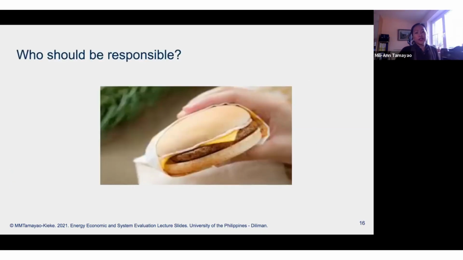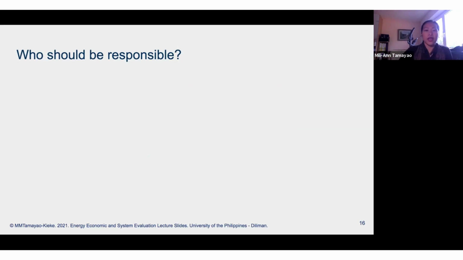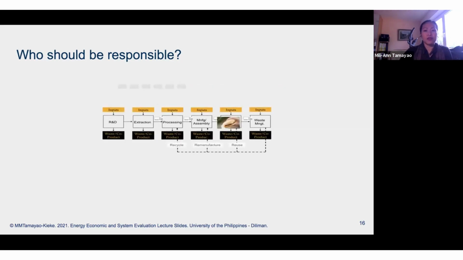Okay, and of course, you might be thinking, if you estimate these environmental implications, who should be responsible? Who should be responsible? Sa simpleng burger, right? It has so many components, not just the ingredients of the food itself, but also the packaging, and all the other condiments that come with it. They also come with their own ingredients and their own packaging. And each of these parts have their own life cycle. Okay? Given this, sino yung responsable dapat?